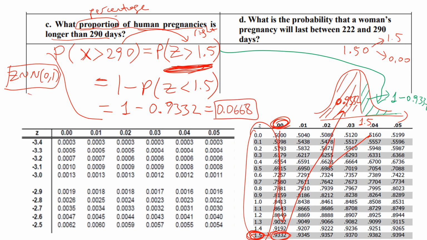So what does this mean? What's the answer to the question then? It's asking for the percentage, so this will give you 6.68% of women. It means 6.68% of the pregnancies are longer than 290 days.